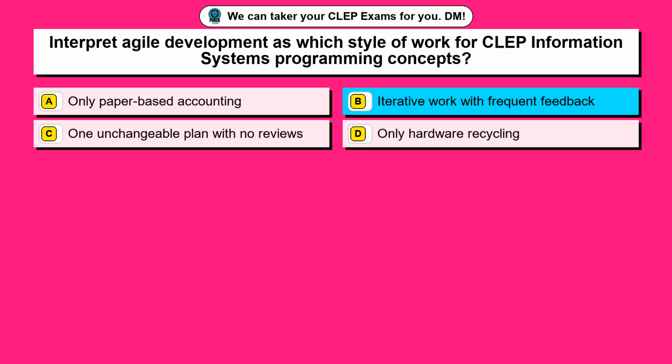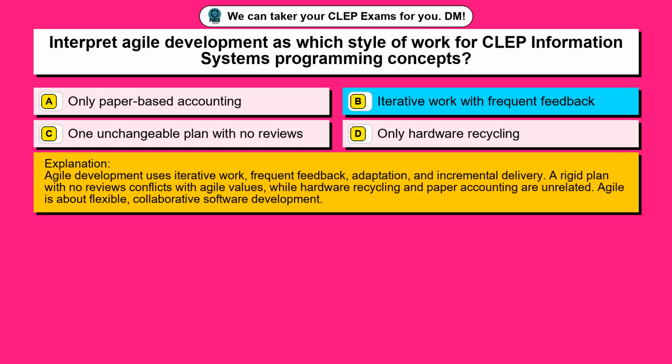Iterative work with frequent feedback. Agile development uses iterative work, frequent feedback, adaptation, and incremental delivery. A rigid plan with no reviews conflicts with Agile values, while hardware recycling and paper accounting are unrelated. Agile is about flexible, collaborative software development.